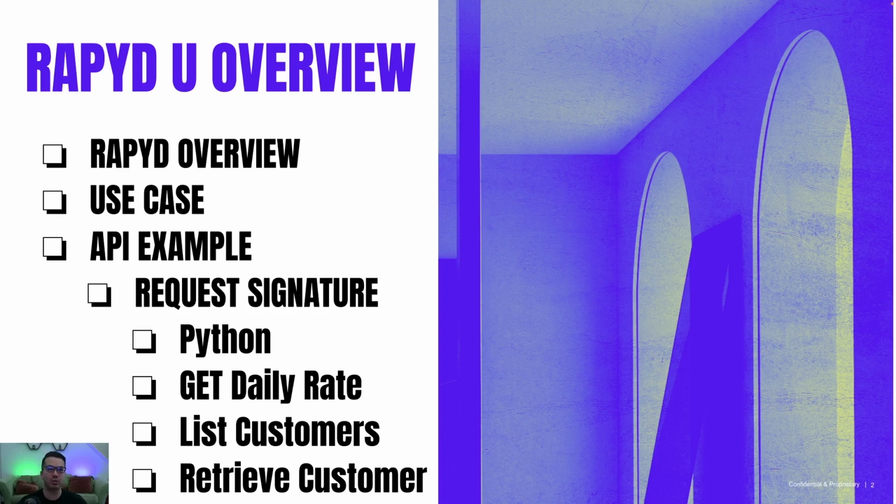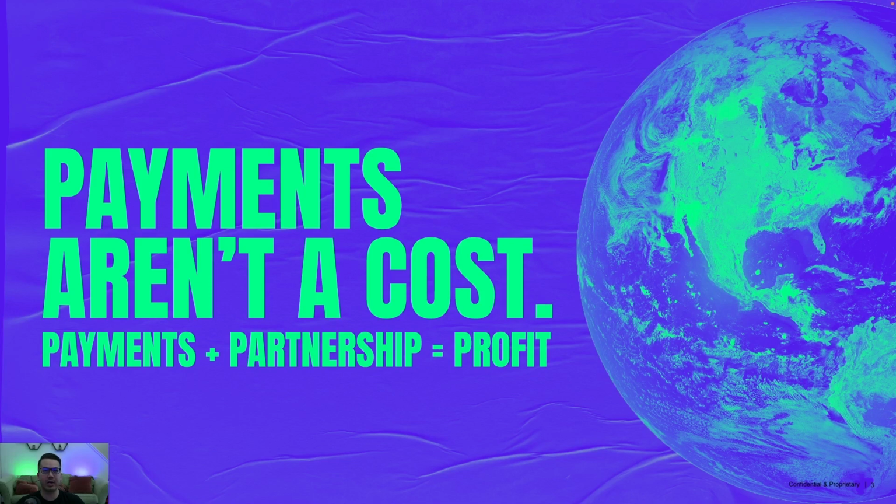Of course, this includes the request signature. We can maybe show some of the code samples in GitHub for that. Of course, working in Python, we'll do 3 requests with Rapyd. That's get daily rate, to capture a GET request for any foreign exchange rates between 2 currencies, and then list customers and retrieve customer. And so we'll go ahead and go to the next slide.